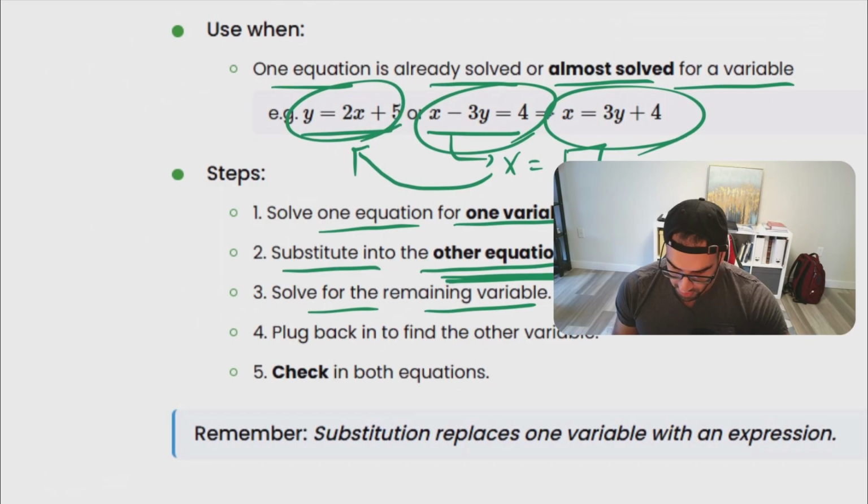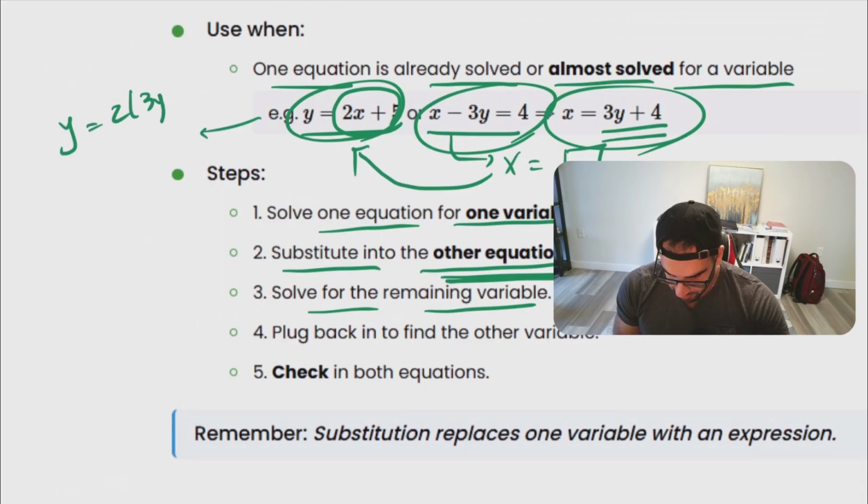It means that the only thing that I have right now is 2x plus 5 over here, right? Which is the old one. But as soon as I put 3y plus 4 over here instead of x, I would have y equals 2 times 3y plus 4, plus 5. So I only have one variable. It means that I can solve it. And the next step, the fourth step, is to plug back in to find the other variable. It means that I will find y to be something.